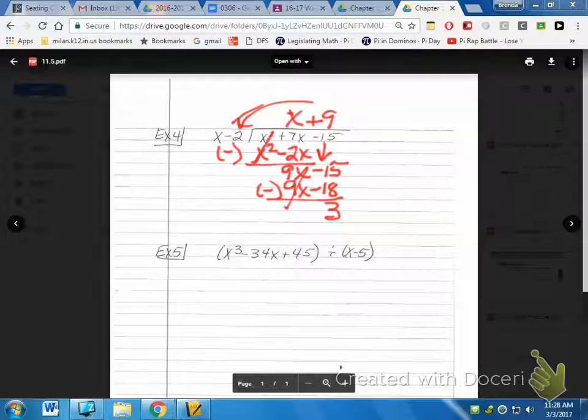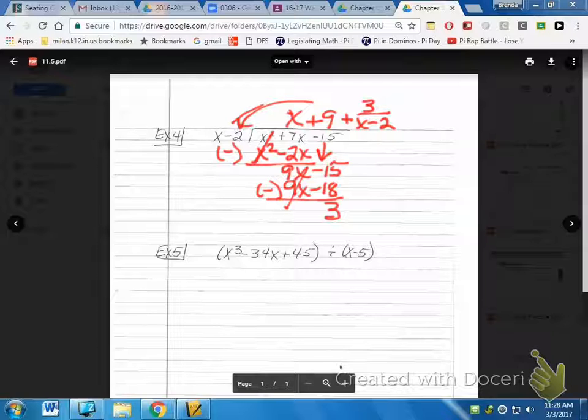Guess what 3 is? Remainder. Check out what you do with this remainder. You are going to say plus because it's positive. And you're going to write 3 over your divisor, x minus 2. X plus 9 plus 3 over x minus 2.